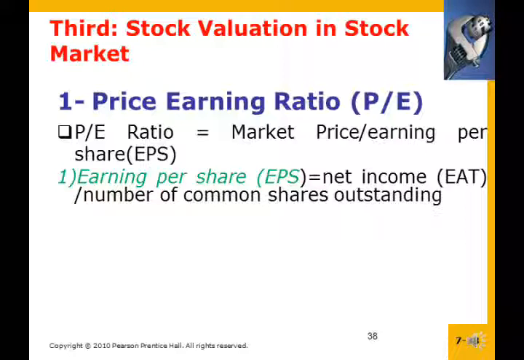The first one is the price earning ratio. It is equal to market price divided by earning per share. What is earning per share? It's net income divided by number of common shares outstanding. Earning per share is covered in the financial statement chapter. So the price earning ratio will be equal to market price divided by earning per share, and earning per share equals net income divided by number of common shares. And this is covered in the financial statement chapter.